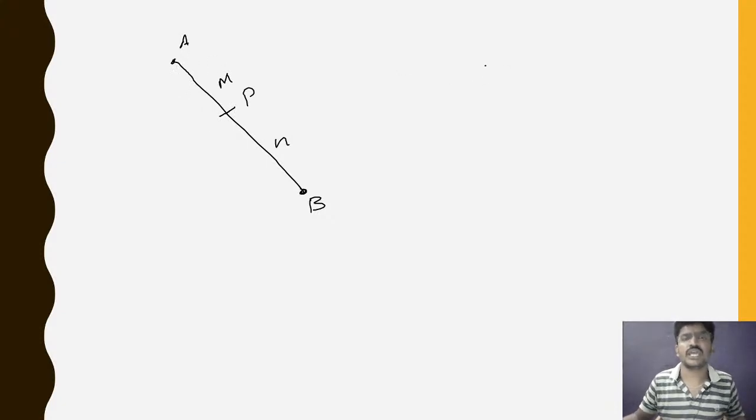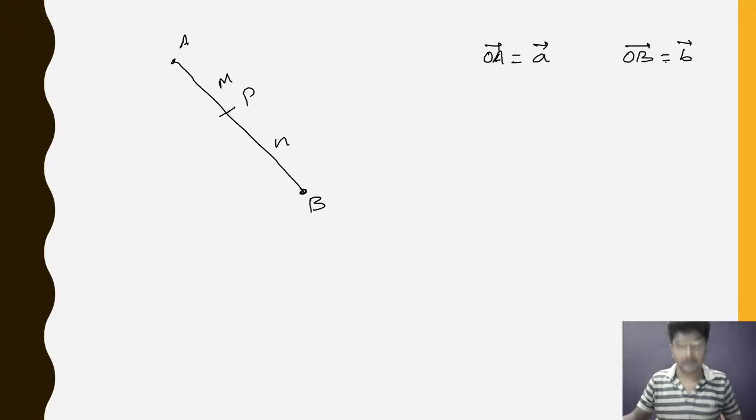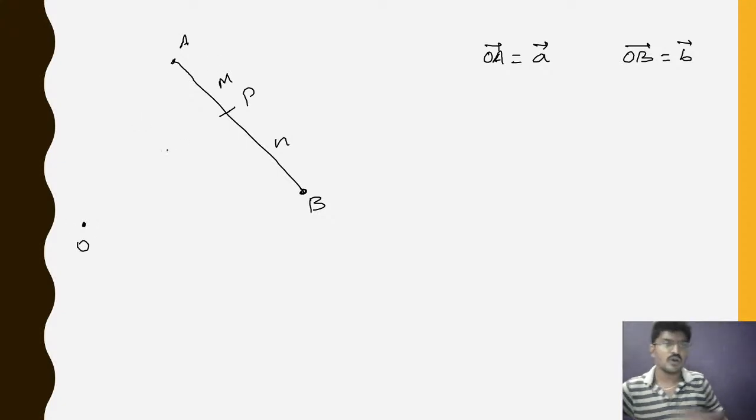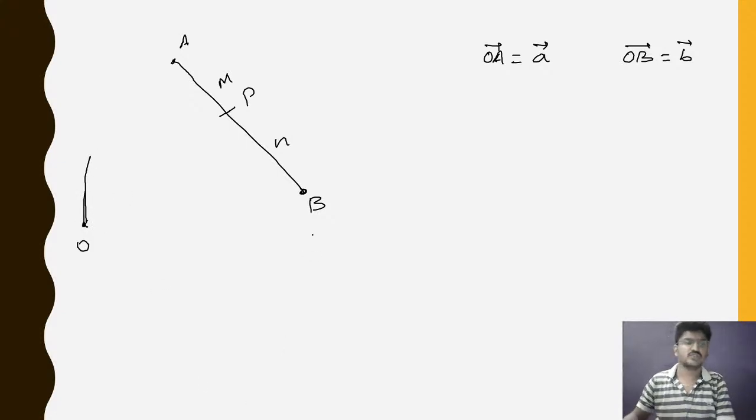Here the position vector of point A, that is OA vector, will be vector A. The position vector of point B, that is OB vector, will be vector B. Now take this as origin O. If I join O to A, here I can join O to A.